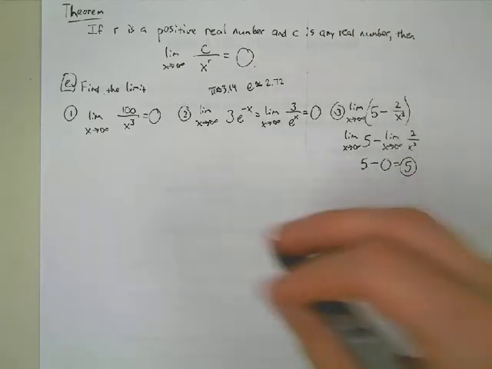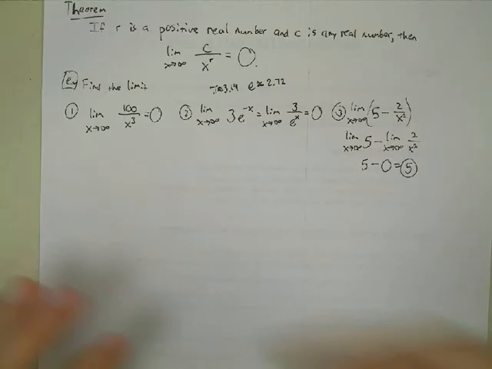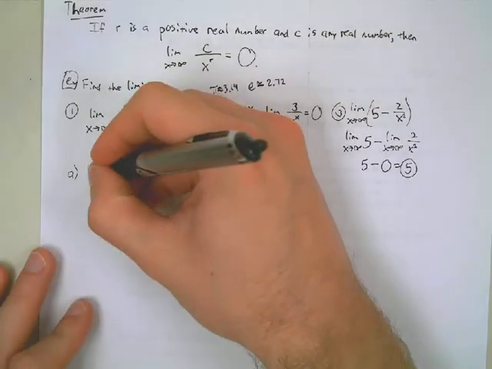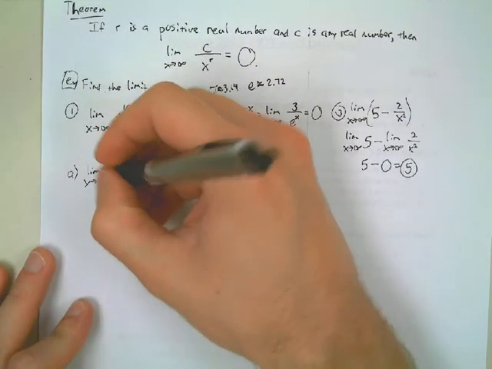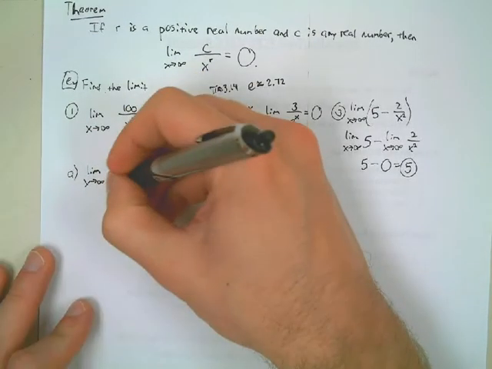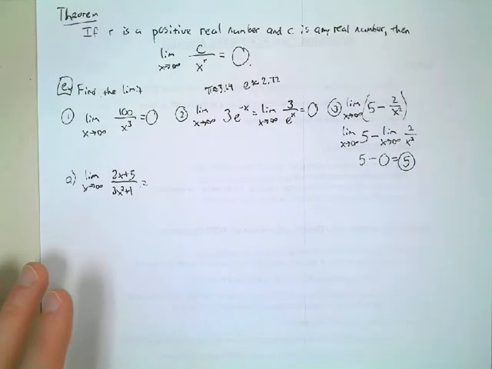You guys, this left half of the room, I want you to evaluate the limit as x approaches infinity of 2x plus 5 over 3x squared plus 1 using your calculator. So you over here on the left-hand side of the room, using your calculators, evaluate this limit. Okay?